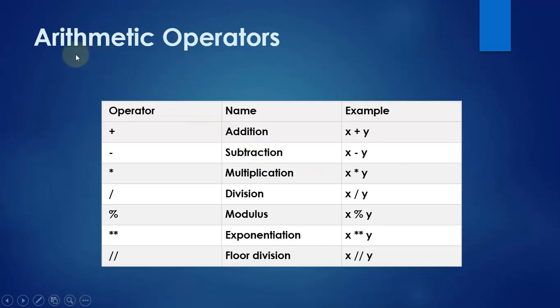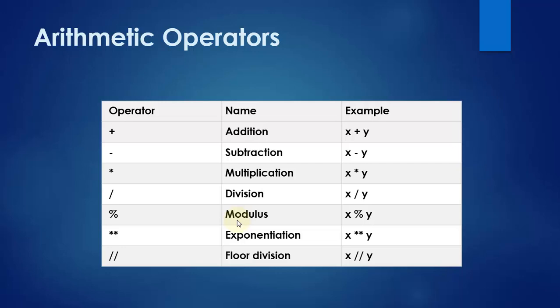First is arithmetic operators. You can see some of the arithmetic operators. Now you can see modulus. Here modulus is used to get a remainder. For example, 7 modulus 3 will be 1. Okay, because when you divide 7 by 3, it will result in 1 as a remainder.